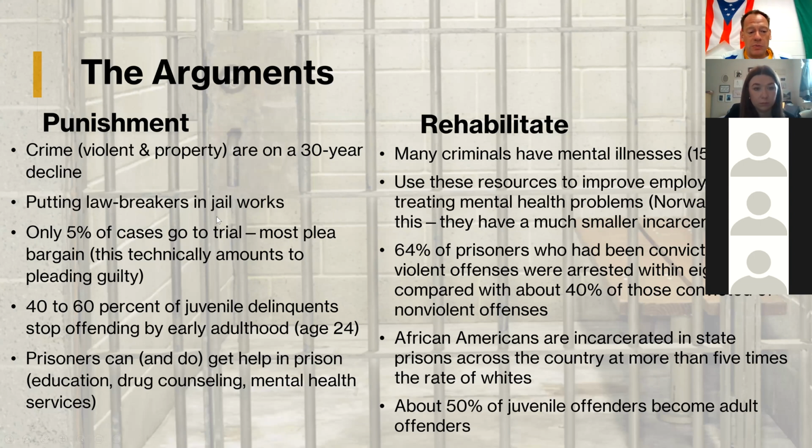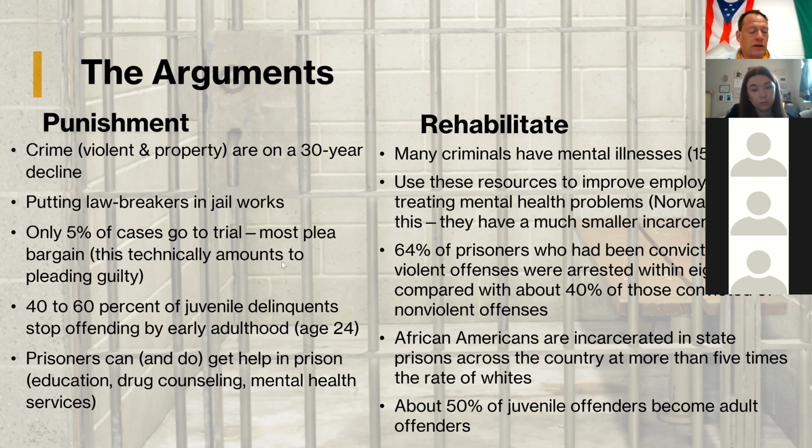We started amping up the prison population in the United States in the early 90s. That's when the war on drugs was going on, and it's still going on, but a lot of people were placed in jail for drug crimes. So putting lawbreakers in jail works. It causes crime to go down.